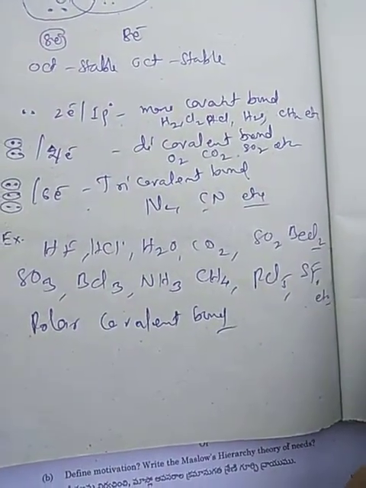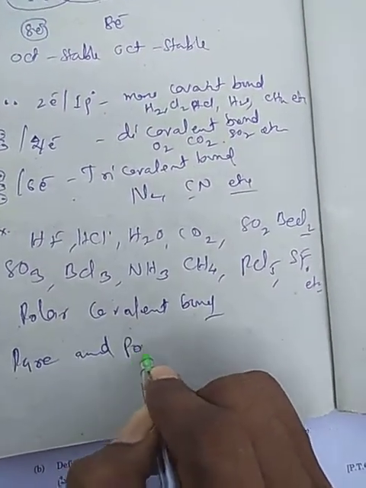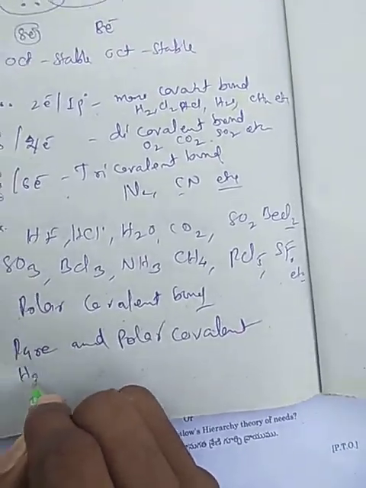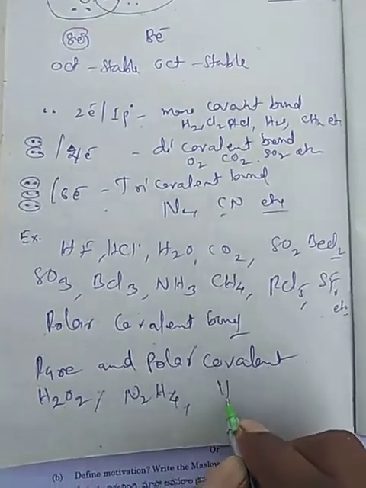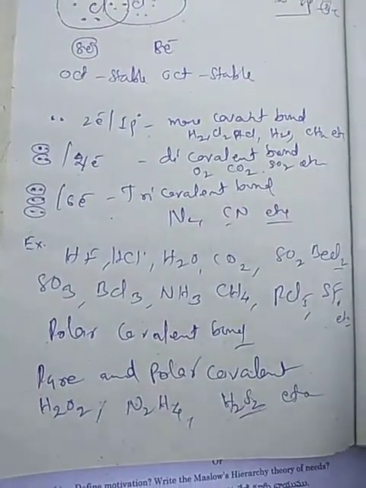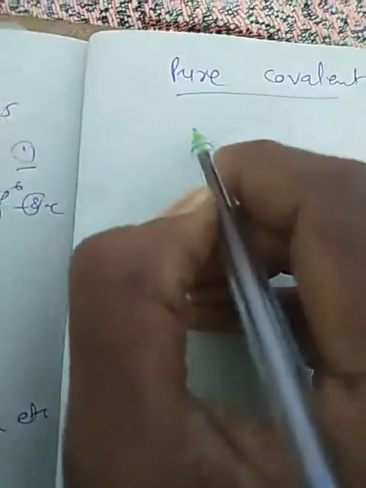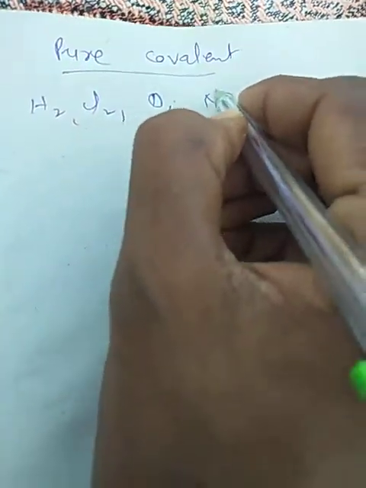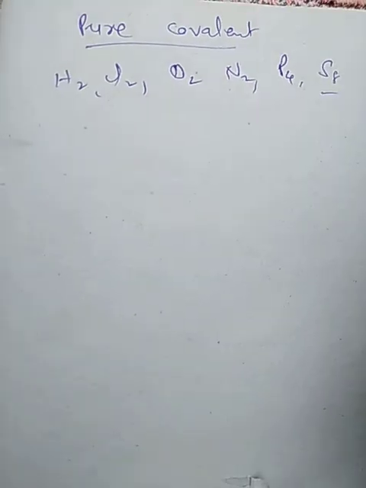And both pure and polar covalent bond examples are H2O, N2H4, H2S2, etc. Next, pure covalent bond examples: H2, Cl2, O2, N2, P4, S8. These have pure covalent bonds.